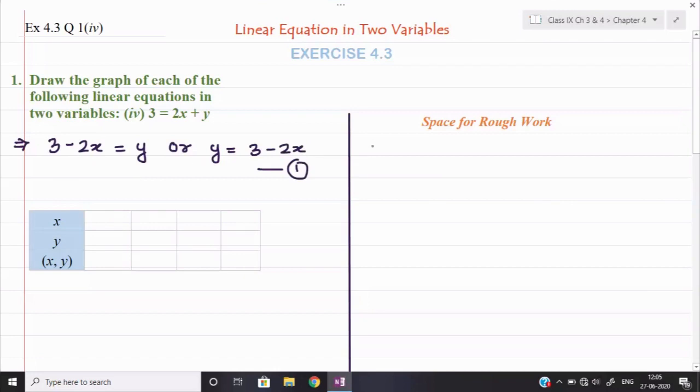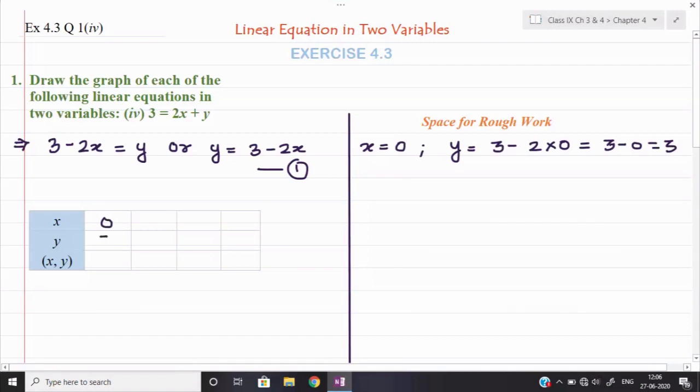So suppose if I take the value of x is equal to 0. So what is the value of y in that case? Y will be equal to 3 minus 2 into 0. 2 into 0 will be equal to 0. So it will be 3 minus 0. Right? And 3 minus 0 will be equal to 3. So what value we got here? X equal to 0. Then value of y will be equal to 3. And solution is here 0, 3.